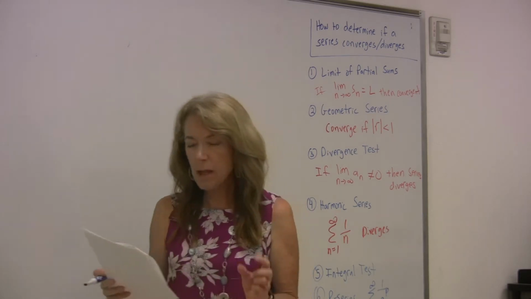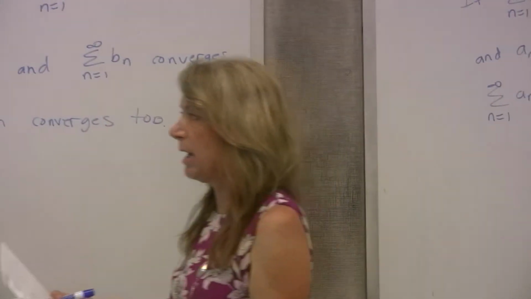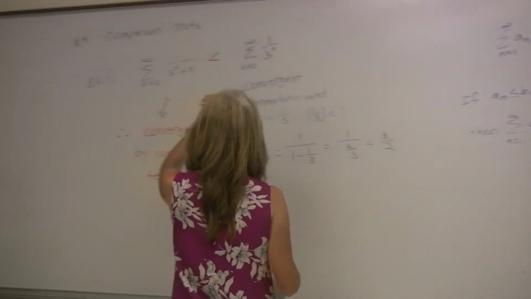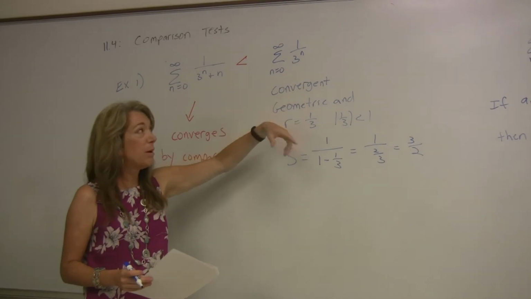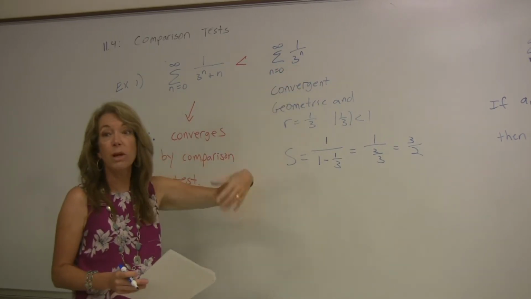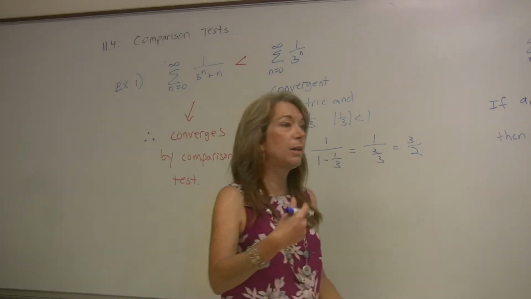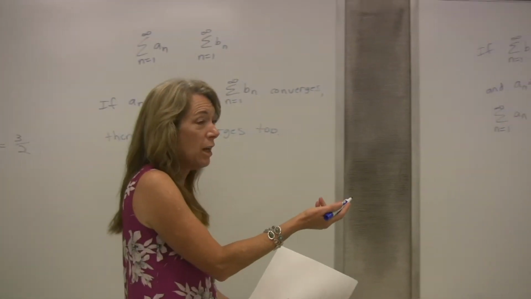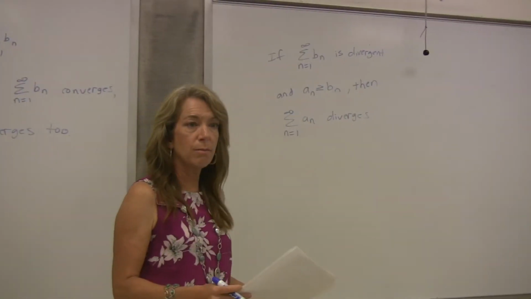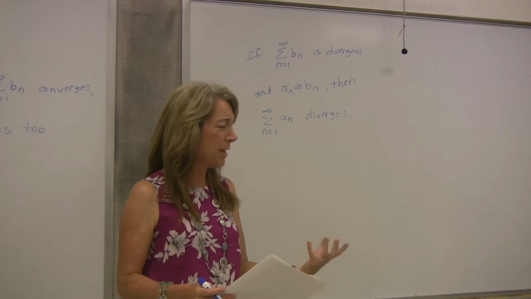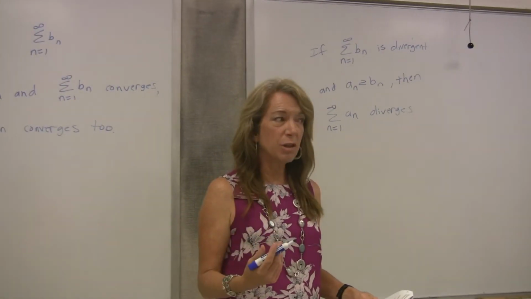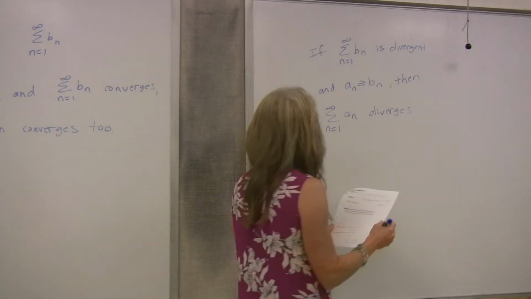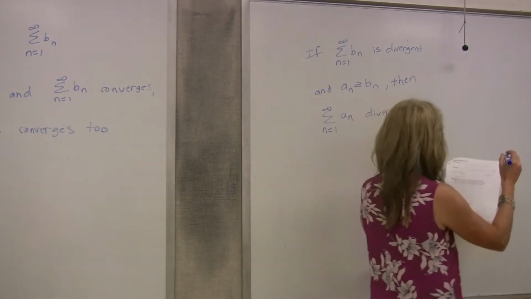Okay. The reason we do comparison tests, usually we compare to make things easier and nicer and more recognizable. We compare to a geometric series, or we compare to a p-series, or we compare to the harmonic series. We compare to something we know, usually when your series is really messy. Like the one we had before the break was kind of messy, this one was kind of messy. Usually that's when you're going to do a comparison test. So let's look at my next example.